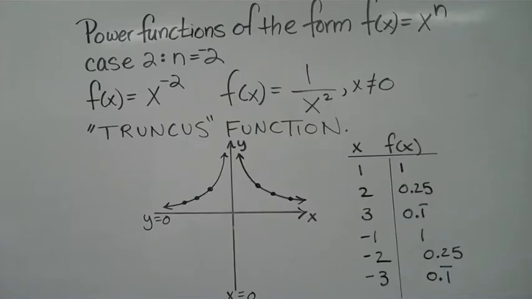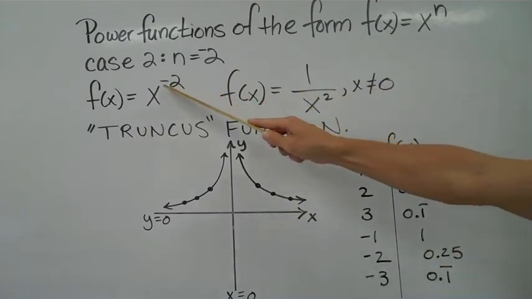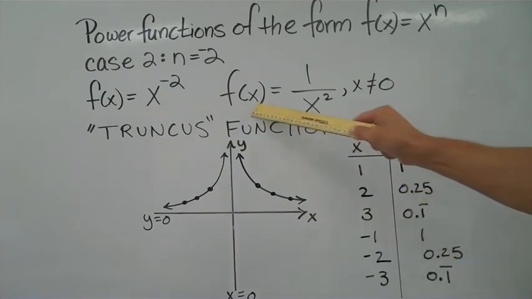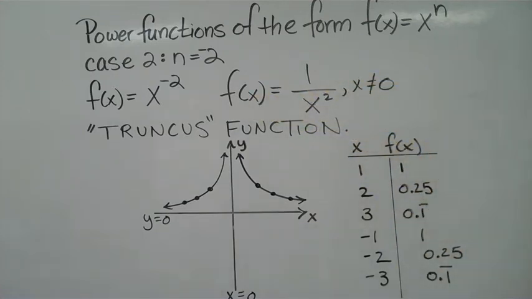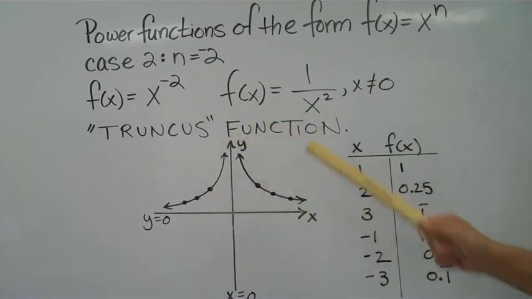Power functions of the form f(x) = x^n, case 2, where n = -2. That puts us with f(x) = x^n where n is -2, which means f(x) = 1/x². If you don't know what this looks like, with all the functions, including this one, you can pick x values and get y outputs by putting these x values in and finding what your output is. When I do that, I get a shape that looks like this, and we call this the truncus function.